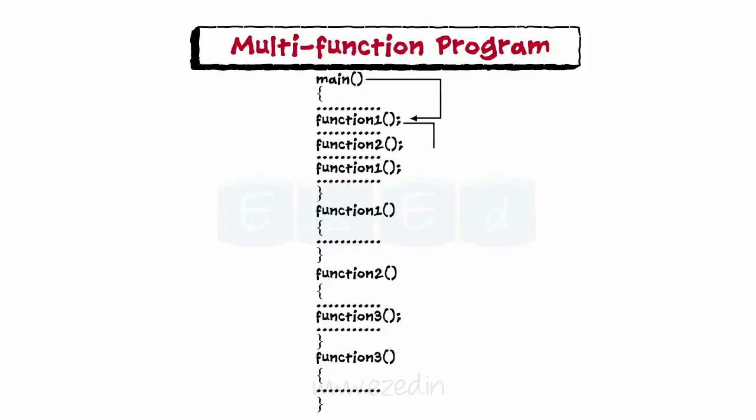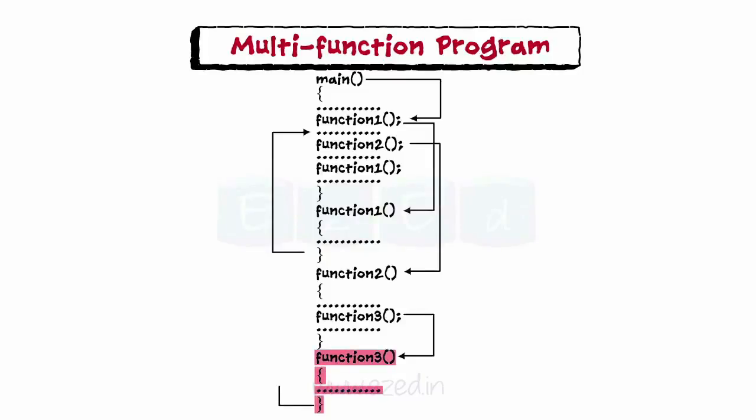Main function calls function 1. After the execution of function 1, control is transferred to main function again, after which function 2 is called, which again calls function 3. After executing function 3, the control is transferred back to function 2. Then the rest of the lines of function 2 are executed, after which the control is transferred to main again. Again, function 1 is called here.